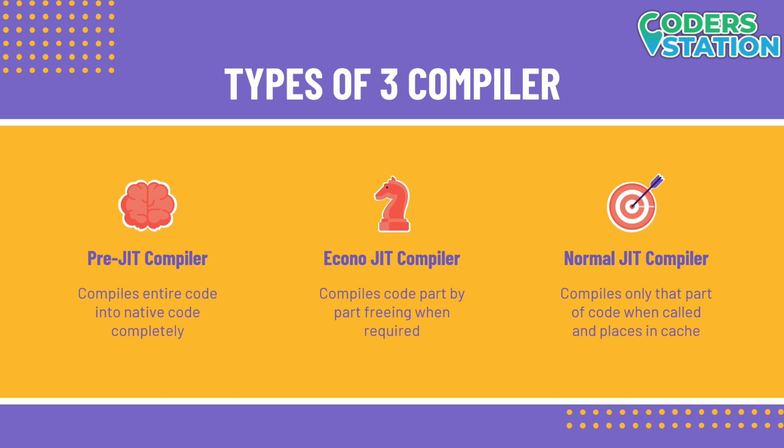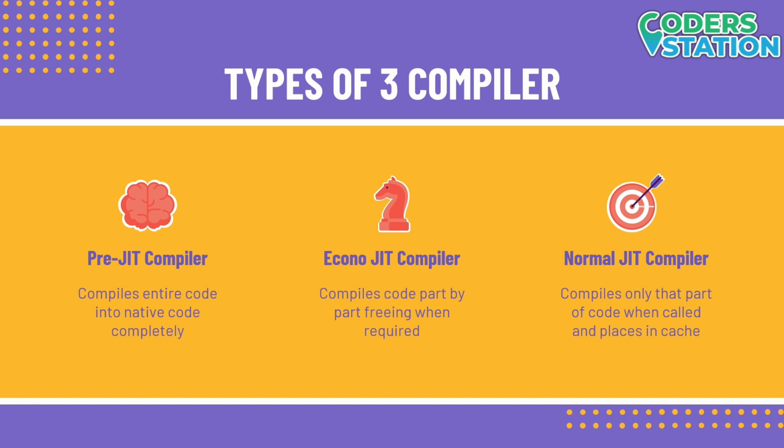So at first we have the pre-JIT compiler. The pre-JIT compiler is a compiler that compiles the entire code into the native code completely. What does that mean? That the source code is getting converted into the native code in a single compilation cycle. This is done at the time of deployment of that application. In econo-JIT compiler, it compiles only those methods that are called at the runtime. However, these compiled methods are removed when they are not required. This helps in saving space.